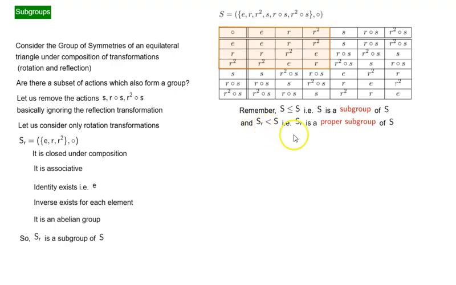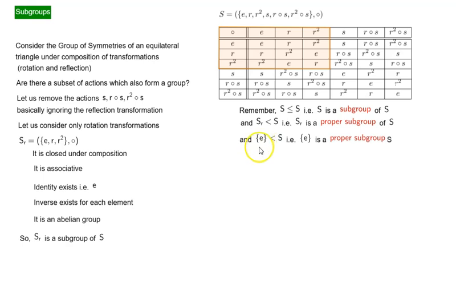When the number of elements is the same in both the subgroup and the group, we say subgroup. But when the number of elements is less than that of S, we say it is a proper subgroup. So when I say number of elements, it means the order of the group. So the order of the subgroup may be equal to the order of the group, which is a trivial case, or it may be less. If it is less, we call it a proper subgroup of the group.